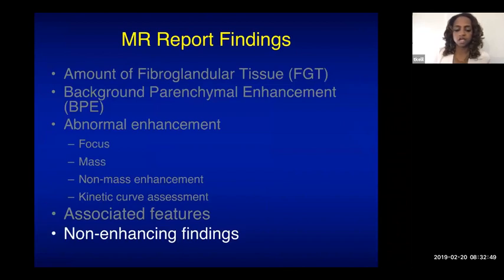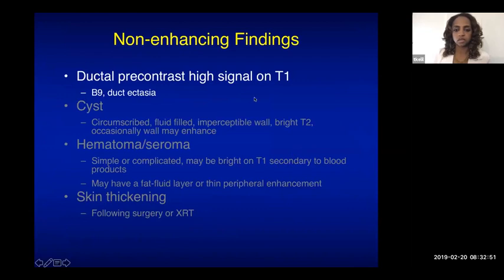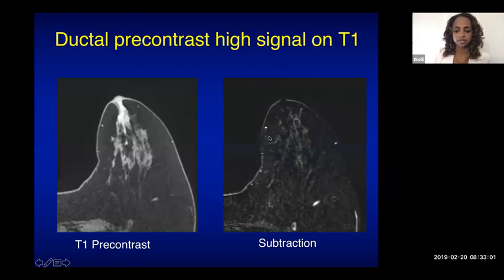So you can also have findings that are not enhancing on the post-contrast images. One of these is ductal pre-contrast high signal on T1, meaning on the post-contrast images there's no enhancement, but on the pre-contrast images you'll see this T1 high signal, and this is usually due to proteinaceous content within the ducts or blood within the ducts. But when you look at the subtraction images, where you subtract the pre-contrast image from the post-contrast image, you see that there's no intrinsic enhancement and the bright signal was just from the proteinaceous or bloody content within the ducts.